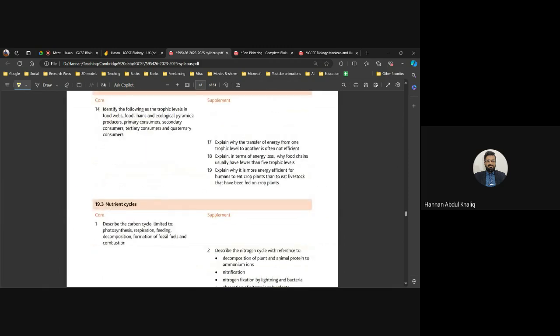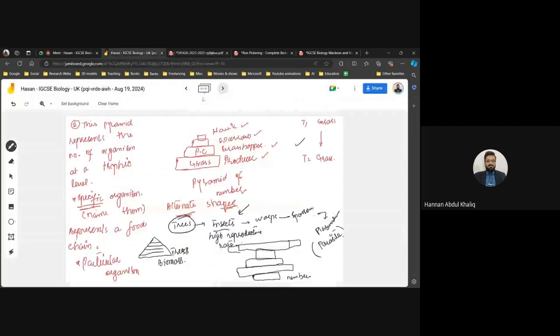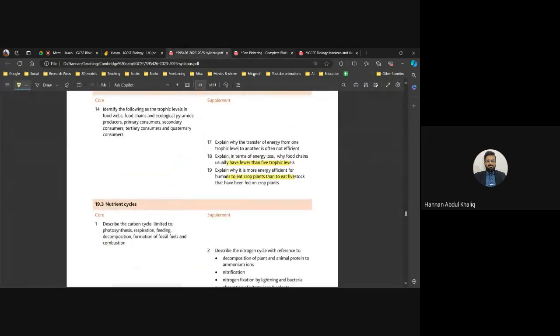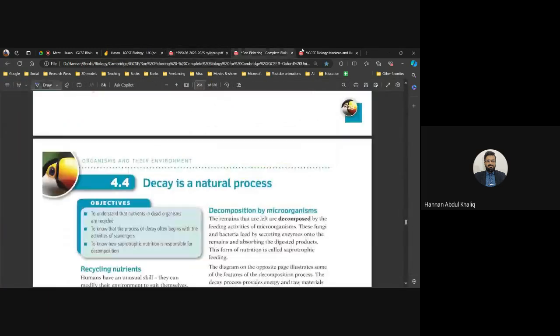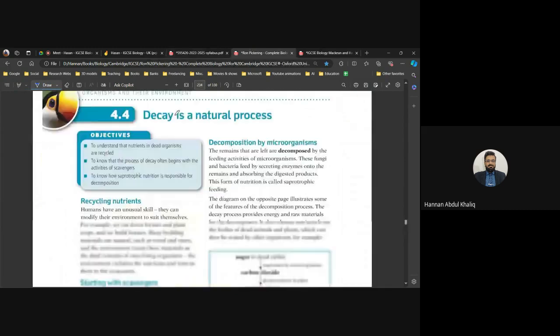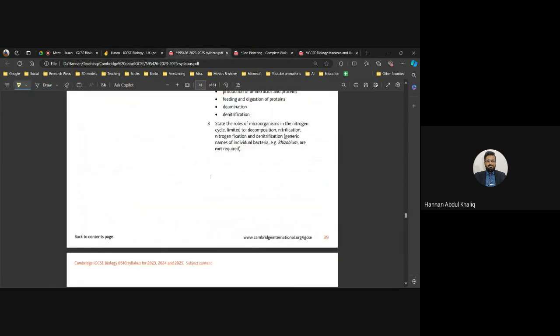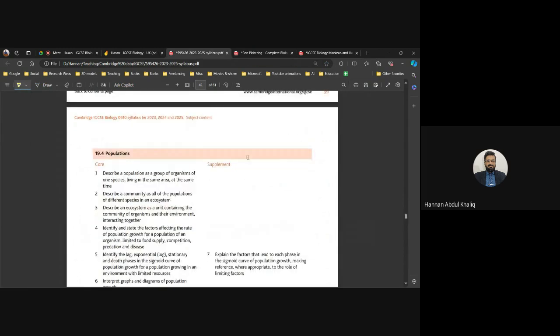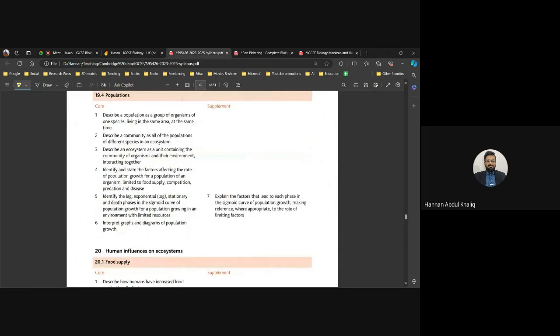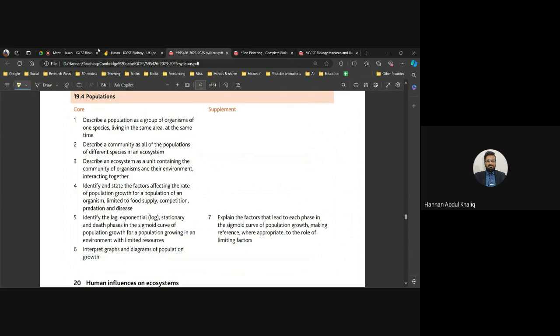Okay, trophic level, food webs, ecological, secondary consumer, quaternary consumer, why in terms of network, why food chains usually have fewer than five trophic levels, why is it more? Humans eat crop plants, I have already told you that. Alright, moving on to the next part of the chapter, that is the nutrient cycles. Okay, before the nutrient cycles, let's complete the total topics from the books. Hold on.